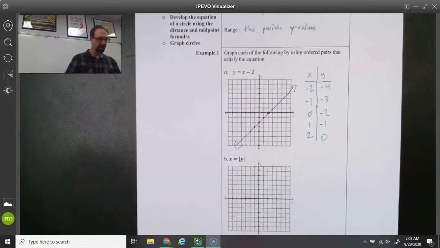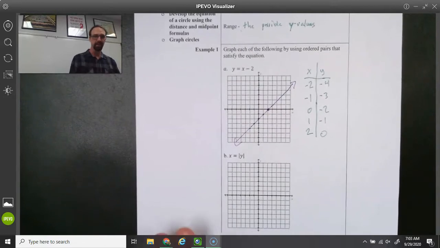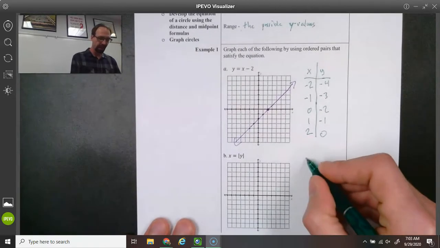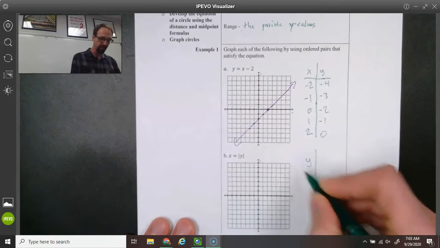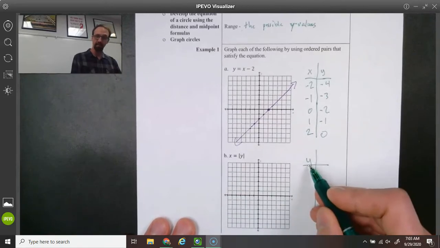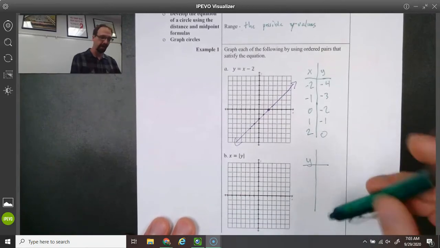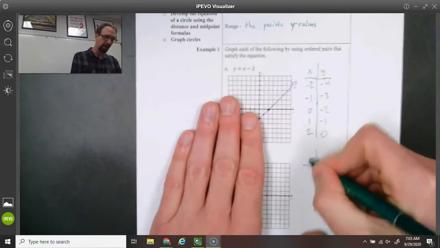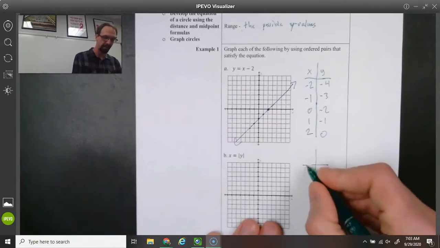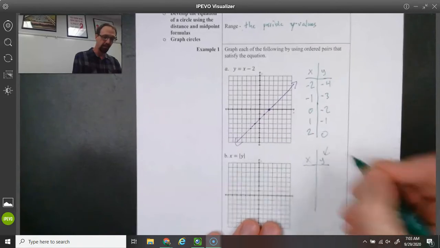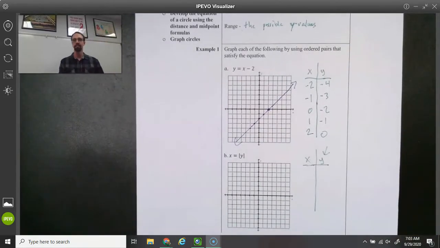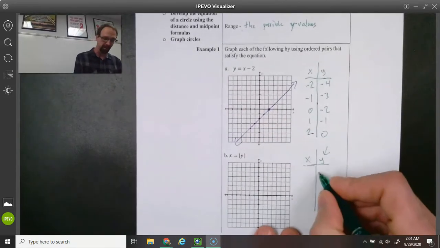For letter B, 1b, this one is in terms of x. So we're actually going to plug in values for y instead. Now instead of writing it like this, where you have y on the left, we're still going to write y on the right because it helps us when we make our ordered pairs. But it's useful to know that we're talking about this in terms of y. So when I pick my values, I'm actually going to pick them for y instead.